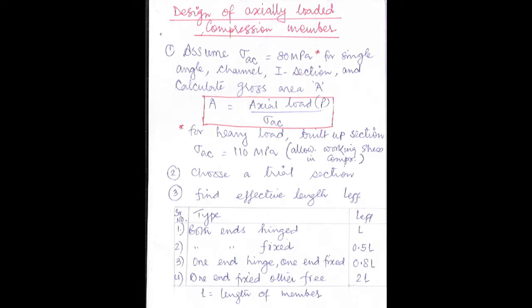Step number 2, choose a trial section from the steel table. Step number 3, find the effective length L effective. This is the table which you should note down. If the compression member has both ends hinged or pinned, then the effective length is equal to L. If both ends are fixed, then it is 0.5 into L. If one end is hinged and one end fixed, then 0.8 into L. And if one end is fixed and the other end free, then it is 2 into L, where L is the length of the compression member.